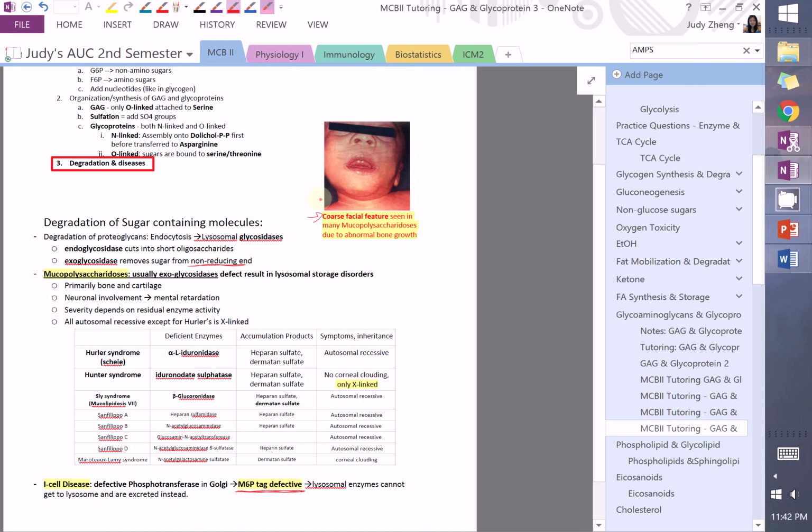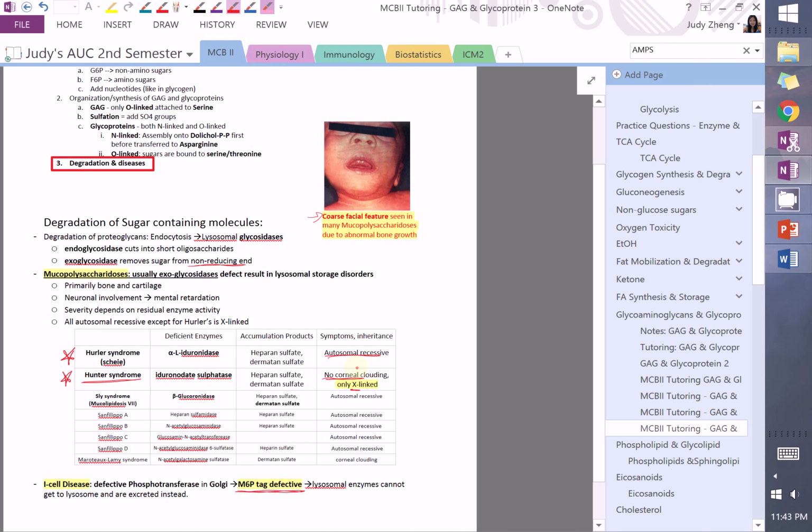Okay, so I'm just going to talk about two of the other ones, and then you should probably look over the other ones, but the most important two are Hurler and Hunter's. Most of these mucopolysaccharidoses are autosomal recessive, like Hurler. The only exception is Hunter's. Hunter is X-linked. And it does not give you corneal clouding.